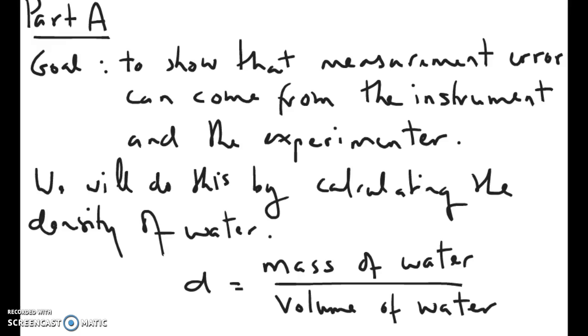The goal in this part is really to show that measurement errors play a role in the precision of the densities that you can get at the end, okay? And we're going to do this by calculating the density of water. And of course, if you want to calculate the density of anything, you're going to use the mass of that substance, in this case water, divided by the volume of the water.